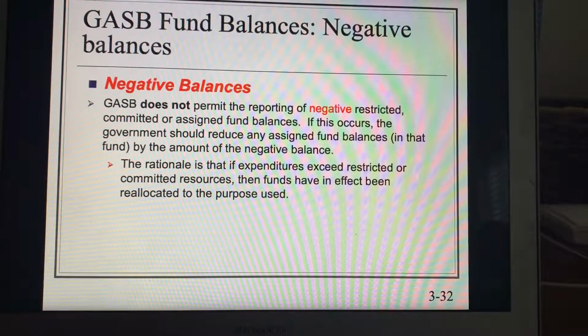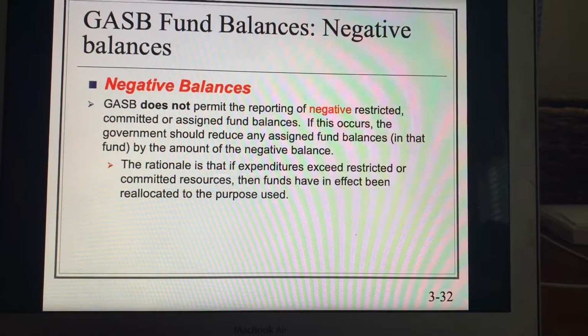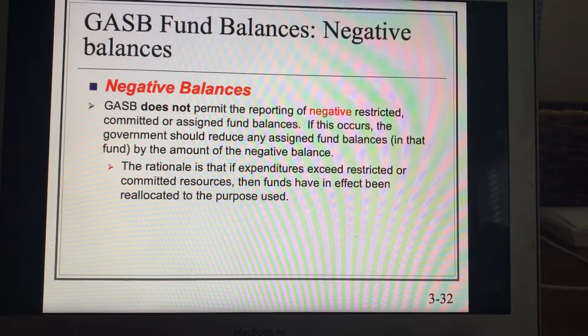Okay, this is the second half of Chapter 3, Accounting, Government and Not-for-Profit Accounting. So, negative balances. GASB does not permit the reporting of negative restricted, committed, or assigned fund balances. If this occurs, the government should reduce any assigned fund balance in that fund by the amount of the negative balance. The rationale is that if expenditures exceed restricted or committed resources, then funds have in effect been reallocated to the purpose used, okay? So keep in mind we can't have a negative balance.